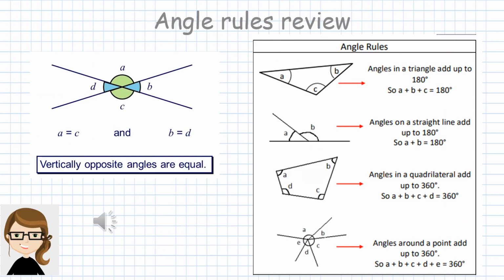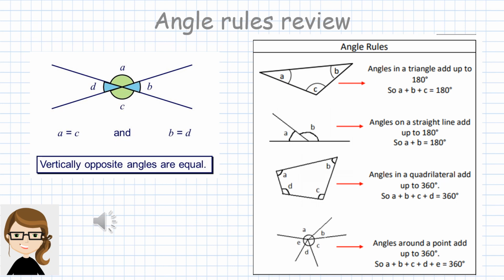Let's review the main angle rules for Year 6. Firstly, vertically opposite angles are equal. So in the diagram above, angle A is equal to angle C, and angle D is equal to angle B. Angles in a triangle add up to 180 degrees. So angle A plus B plus C in the triangle diagram add up to 180 degrees.